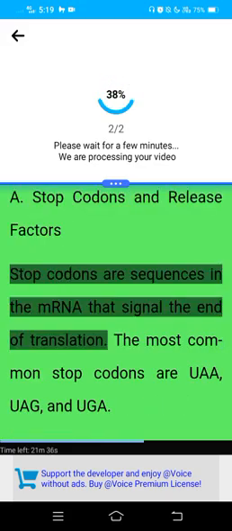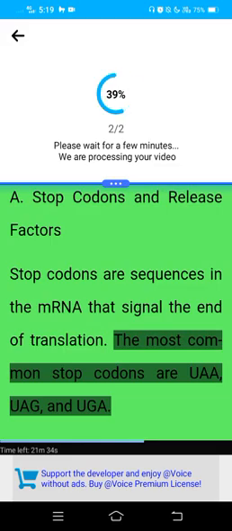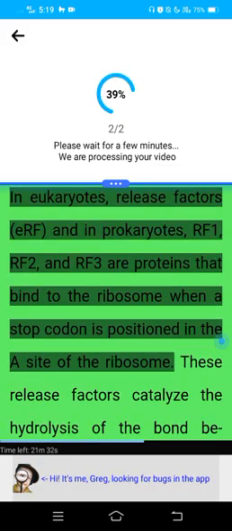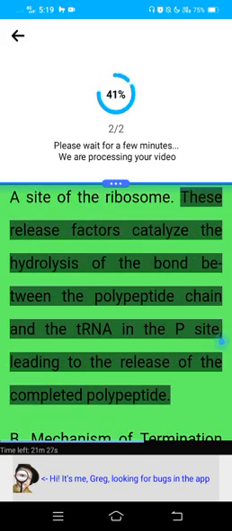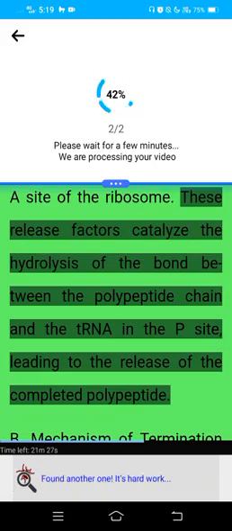Stop codons are sequences in the mRNA that signal the end of translation. The most common stop codons are UAA, UAG, and UGA. In eukaryotes, release factor eRF, and in prokaryotes, RF1, RF2, and RF3 are proteins that bind to the ribosome when a stop codon is positioned in the A site of the ribosome. These release factors catalyze the hydrolysis of the bond between the polypeptide chain and the tRNA in the P site, leading to the release of the completed polypeptide.